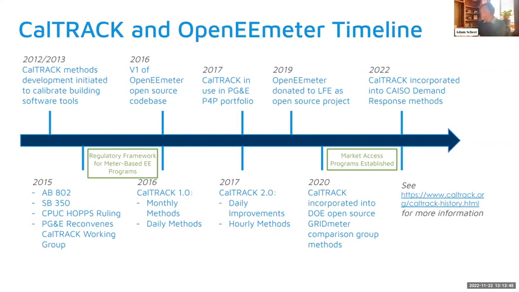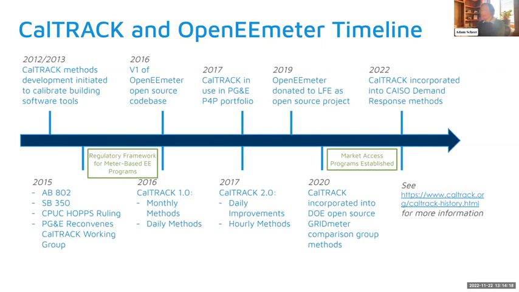Now, going one step further into 2017, the CalTrack methods were in use in PG&E's P4P portfolio. They were in use in NYSERDA and other territories around the country. And the working group was back together and back at it, producing the CalTrack 2.0 methods. The 2.0 methods had improvements to the daily methods and established the hourly methods. So there are now CalTrack monthly, daily, and hourly methods on the books.